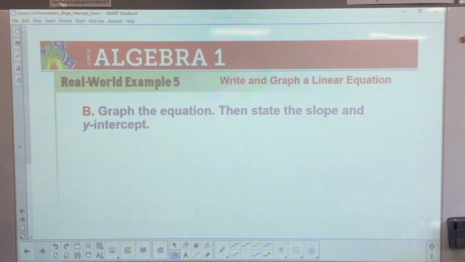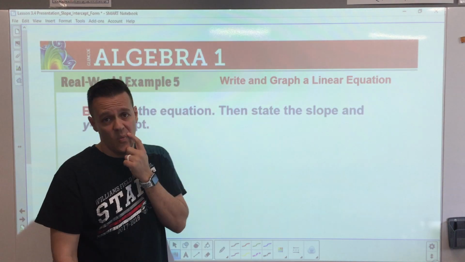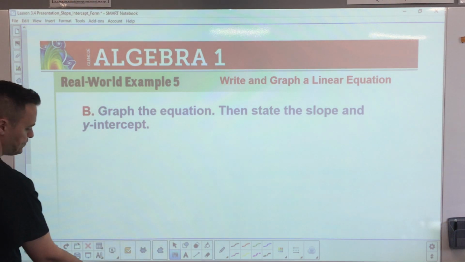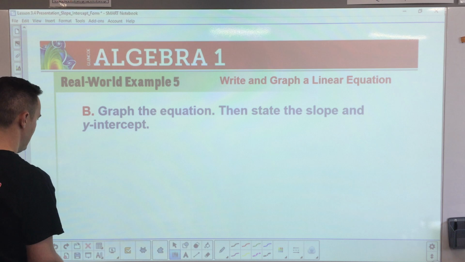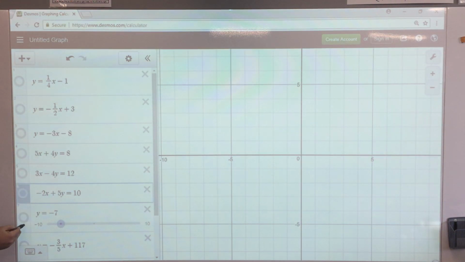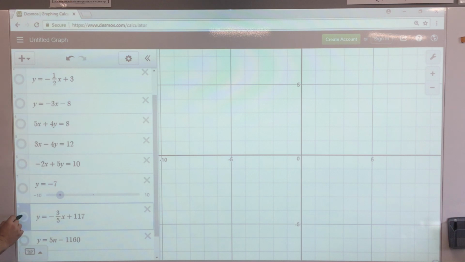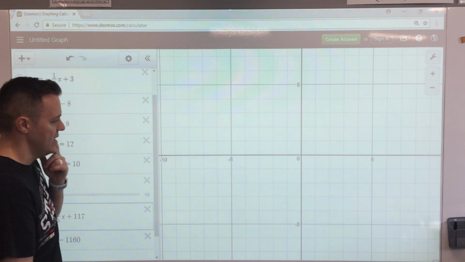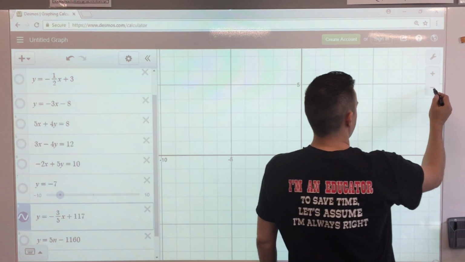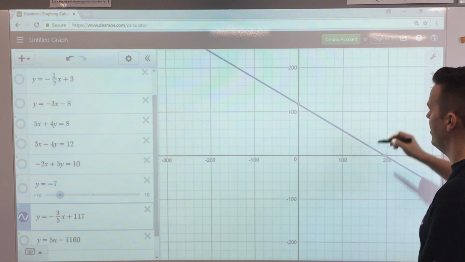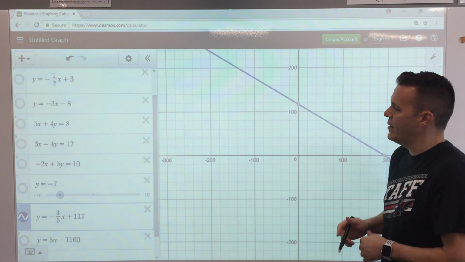Now here's part B. Graph the equation. Then state the slope and the y-intercept. Okay? So when you guys graph this equation, let's graph it. I already have it set up. Turn those two off. Y, so I'll turn this one on. It is blue. Hey, where is it? Remember, if you can't find it, what do you do? Zoom out. Please do that on your calculators as well. All right, so we zoom out, we're out pretty far.